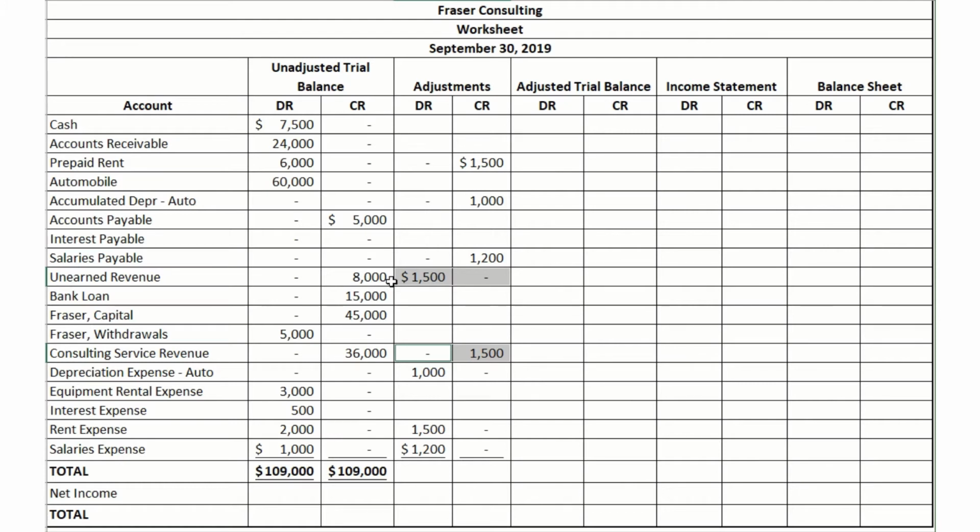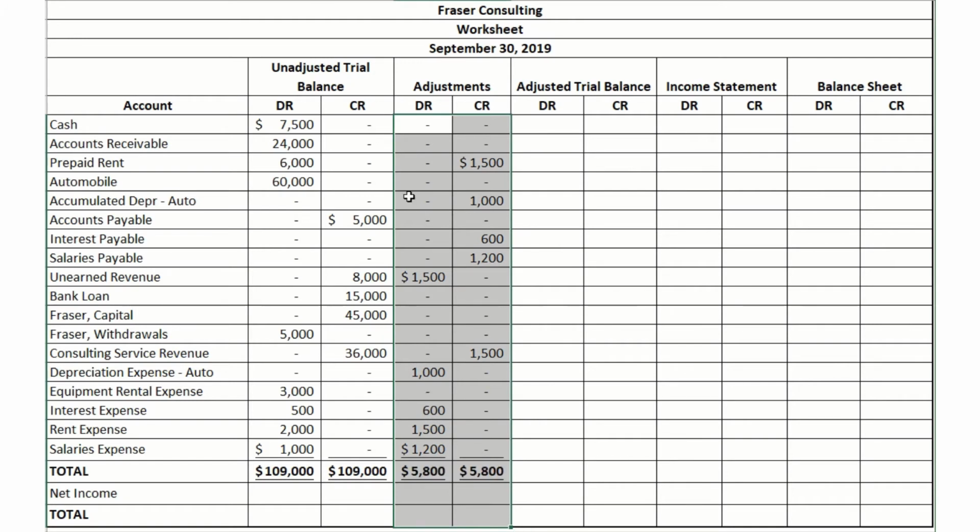Lastly, the interest of $600 on the bank loan had been incurred but not yet paid. So we have interest expense and interest payable that we need to record. Our interest payable is a credit for $600 because it's a future liability. And we have an interest expense. We need to debit it to increase the value of our expense.